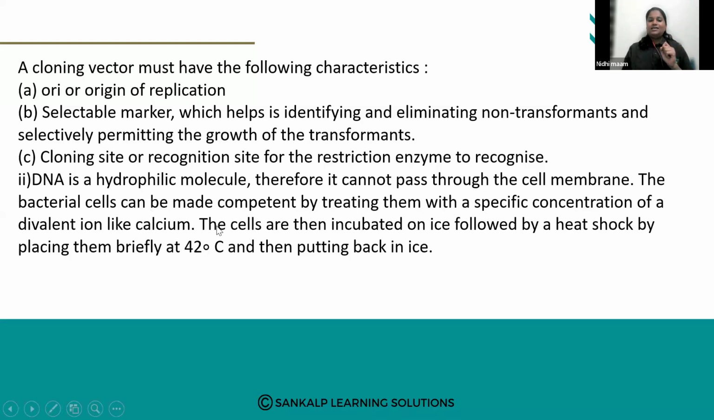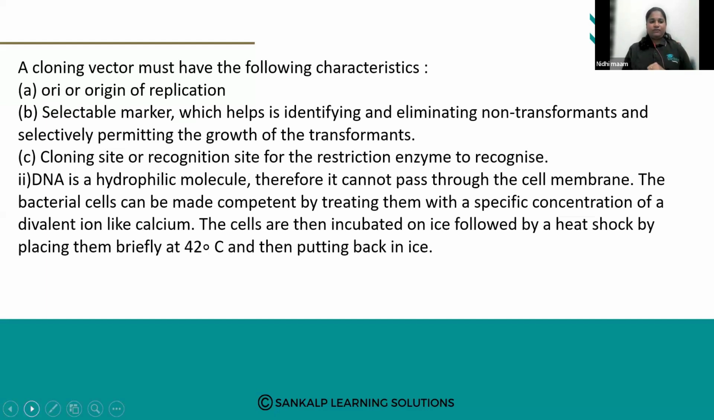Calcium 2 plus. The cells are then incubated on ice, followed by a heat shock by placing them briefly at 42 degrees Celsius and then putting them back on ice. So because of this, the bacterial cell becomes competent to take up the recombinant DNA. So these are the 5 marks questions which we have to focus on.